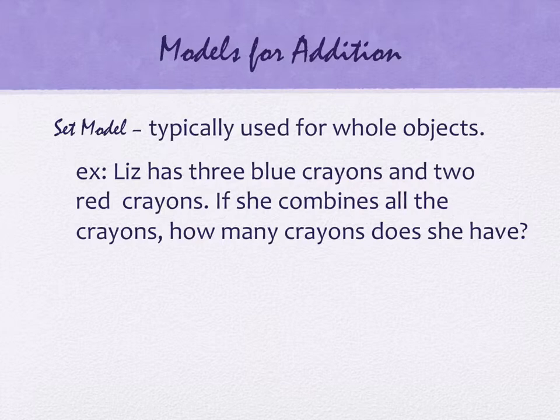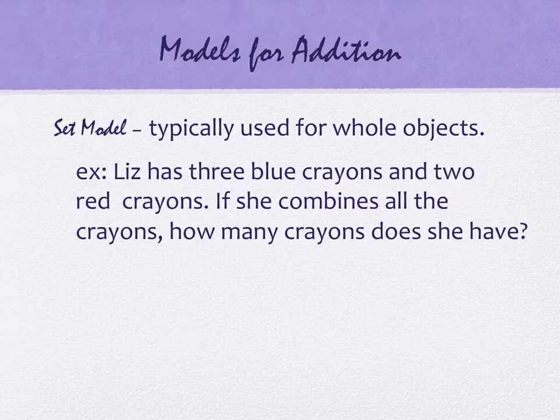All right, so here's an example of set addition, or a set model for addition. Liz has 3 blue crayons and 2 red crayons. If she combines all the crayons, how many crayons does she have? So what we're going to look at is called a concrete model. We're just going to draw the picture of Liz and her crayons. What was her color first? Blue. She has blue crayons.